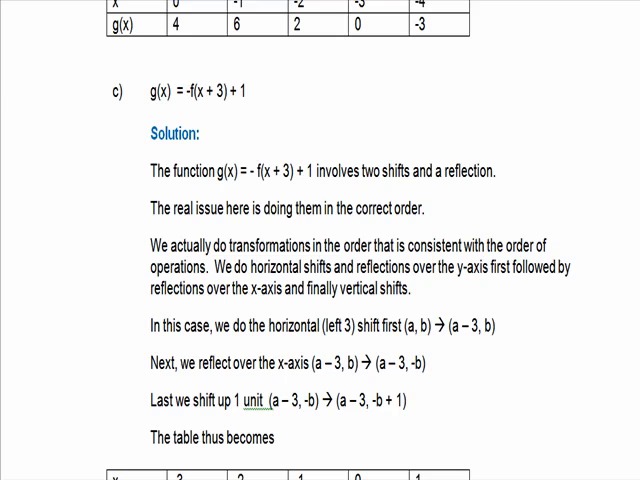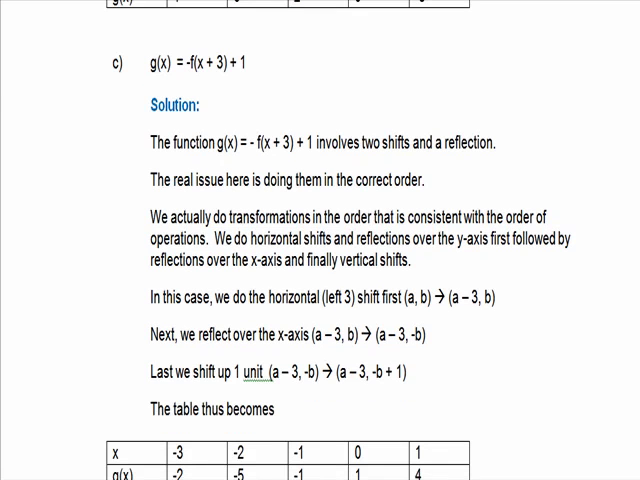So first is our horizontal shift, and remember x+3 in the parentheses means a left shift, so that's going to take all the x's and subtract 3 from them in order to move them to the left, but it keeps the y's the same. The left shift takes our point (a, b) and takes it to (a-3, b). The next transformation is the negative outside, and remember that reflects over the x-axis, so that changes the sign on the y's. So now (a-3, b) actually becomes (a-3, -b).